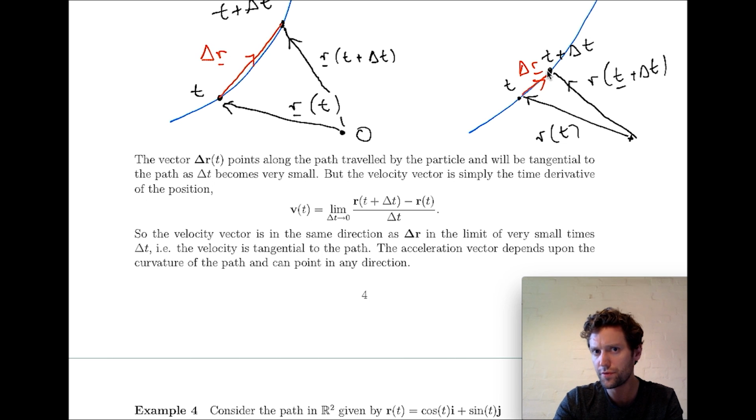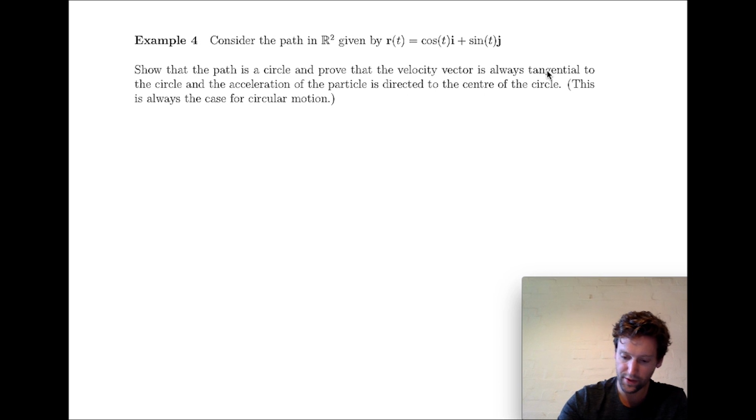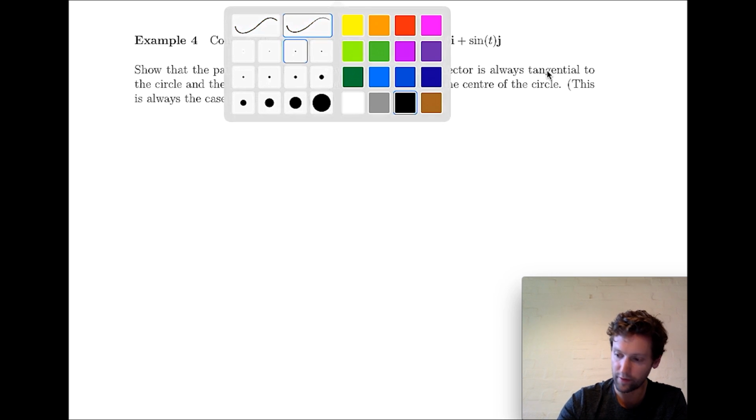Now that's not true for the acceleration vector. The acceleration vector can point in any direction. It depends upon the curvature of the particle's trajectory. So we can't say anything about the acceleration vector in general, but we can say something about the velocity vector. However, in the special case of circular motion, there is a relationship between the acceleration vector, the velocity vector, and the position vector. So this is an example that you should be familiar with.